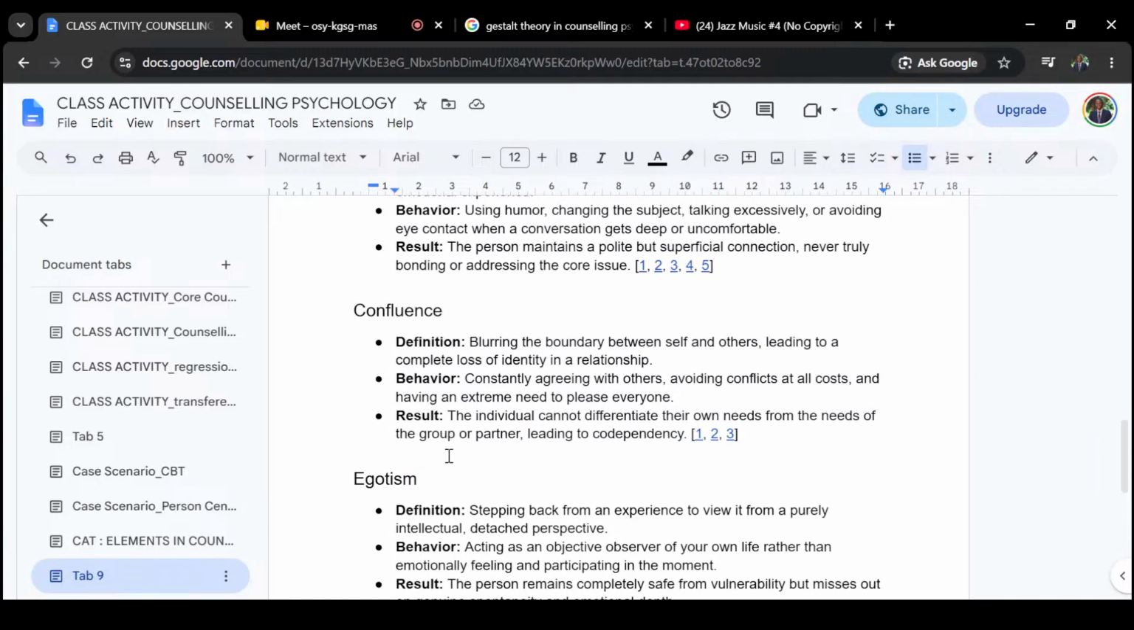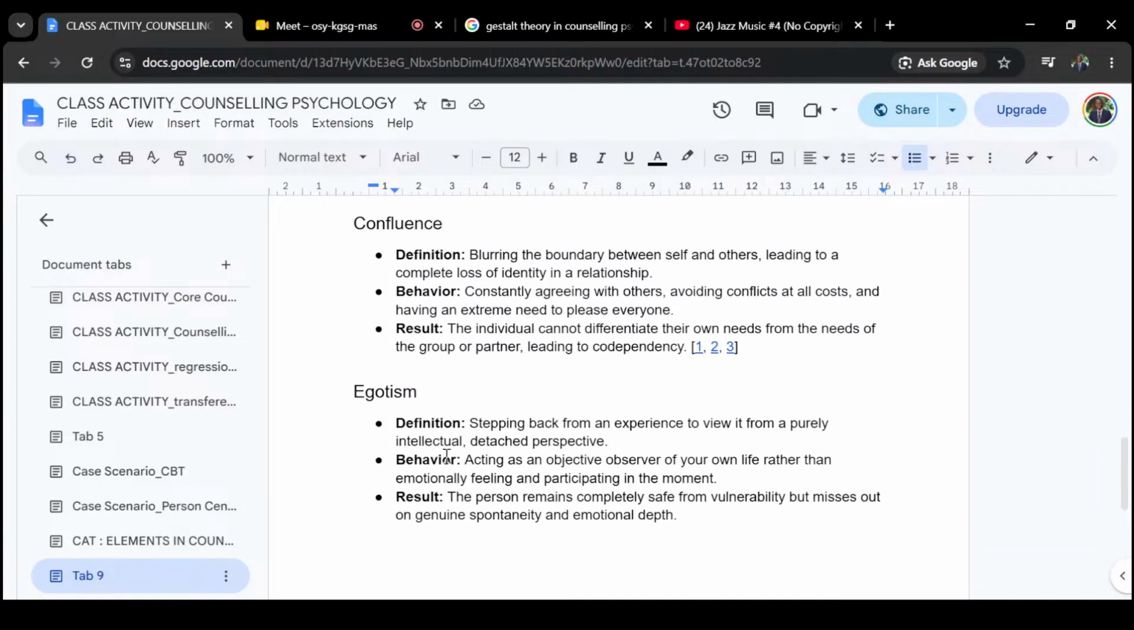Examples: constantly analyzing every social interaction, overthinking emotions instead of experiencing them, being excessively concerned about how one appears to others. The result: genuine connections become difficult because a person is focused on self-monitoring.